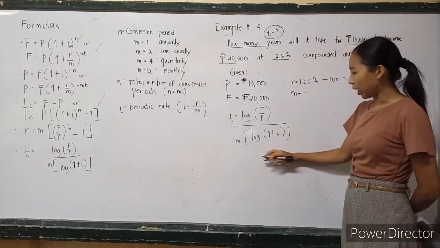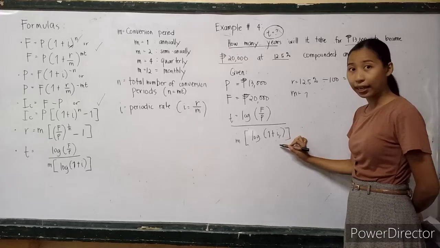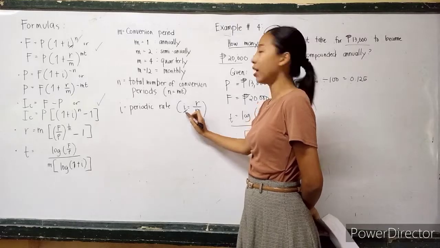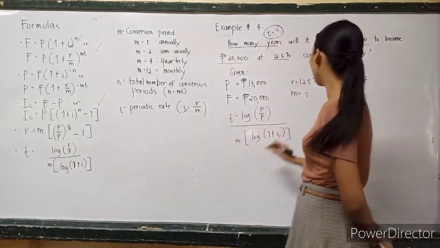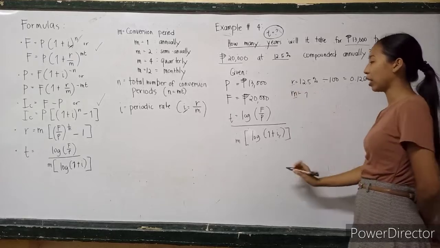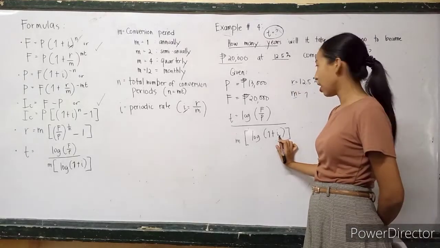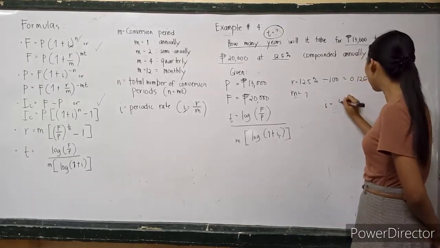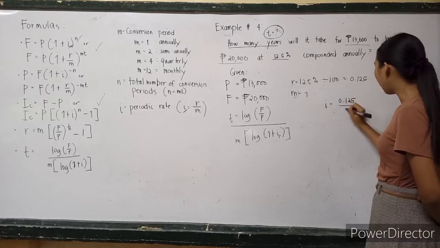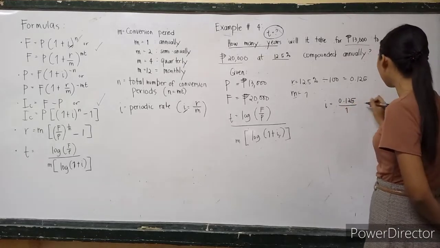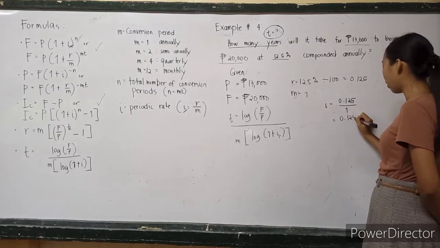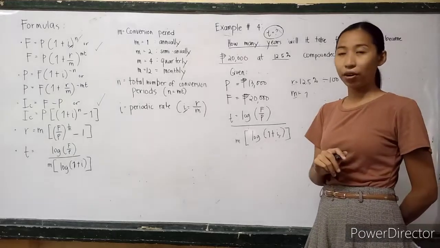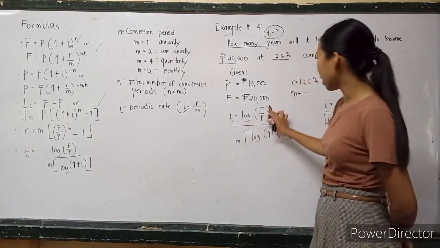Okay? Mapansin, dili given si I. But our I can be found using R and M. So I is equal to R over M. So, 0.125 divided by 1. Automatically, the answer is still 0.125. So now we have our I. Klaro? So, diretso na ta atong ikambyo.